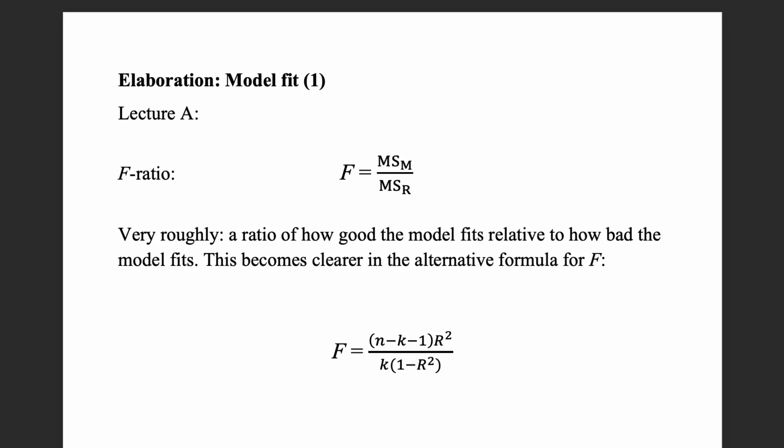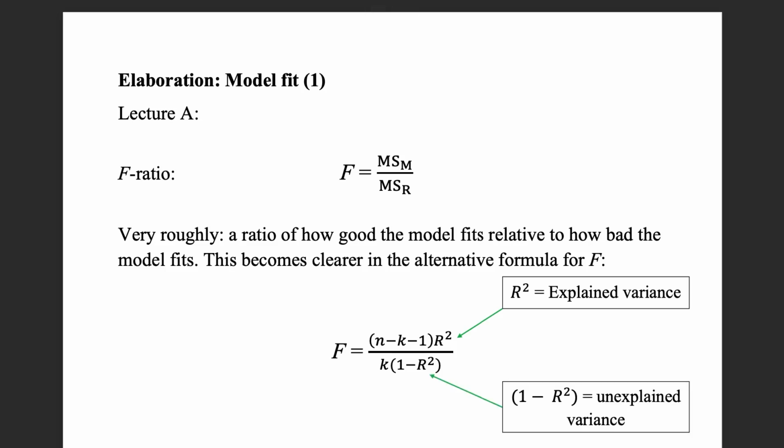So R square is explained variance. Well, if R square is explained variance, then what is 1 minus R square? It's the unexplained variance. It is the variance that is left. Again, R square is a proportion, so it runs from 0 to 1, and it tells you the proportion of explained variance. Then whatever variance is left, that's the unexplained variance. So 1 minus R square is the unexplained variance. So what we have on top of this fraction is something related to the explained variance, and what we have at the bottom of this fraction is something related to the unexplained variance.